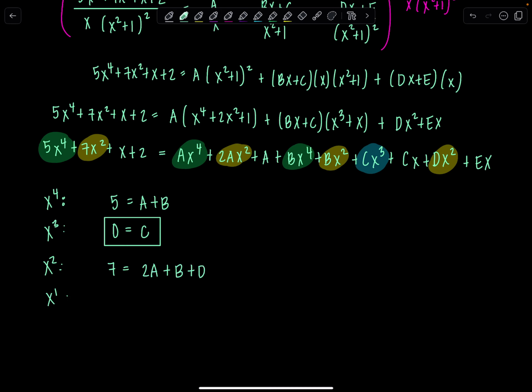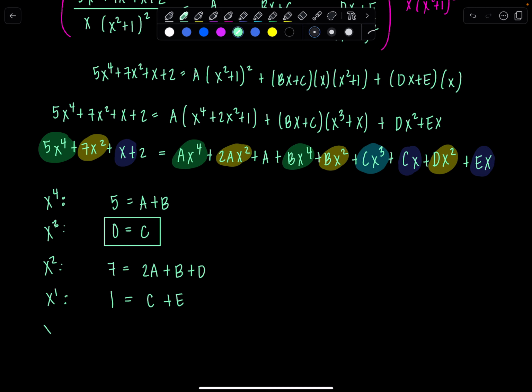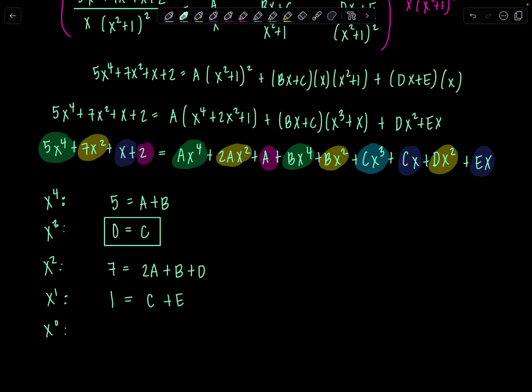Then x to the first. I have 1x to the first right here. And then I have Cx and Ex. So 1 must equal C plus E. And then my constant term, or x to the 0 term, let's see what's left. 2, this constant has to equal A. Oh yay, we got another freebie. That's always fun. Okay, so 2 is A.